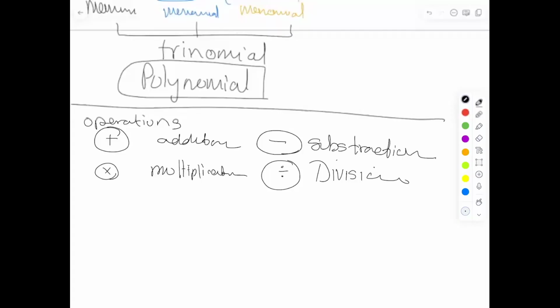Okay, cool. So we have 6x squared minus x plus 9 plus negative 4x squared plus 3x minus 7. What kind of polynomial is this on the left and the right? How many monomials? Trinomials. It's a trinomial. This is a trinomial.